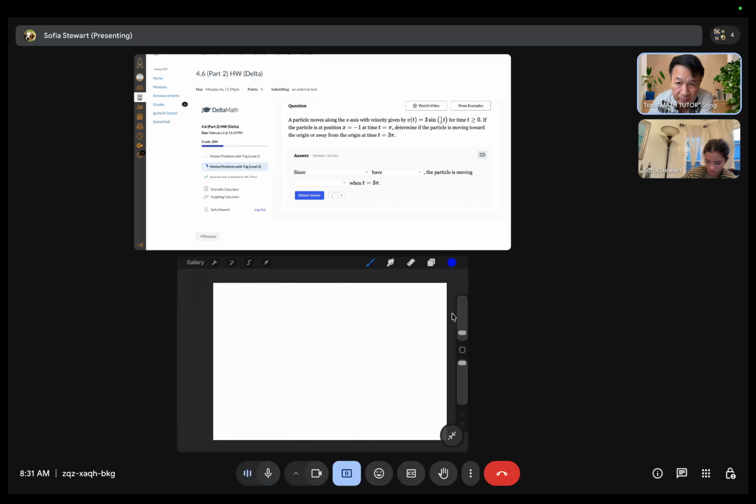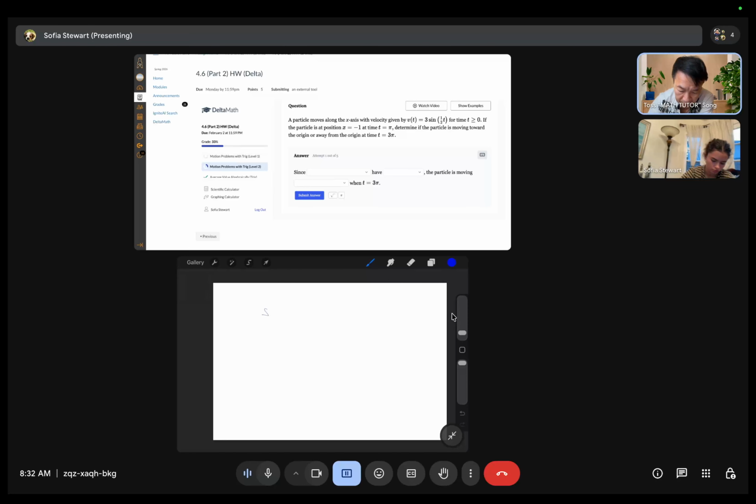Okay, same thing here. The particle is moving on the x-axis with the velocity given. That's the condition: if the particle is at position x equals -1 at t equals pi, determine if the particle is moving toward the origin or away from the origin. So yeah, we have to figure that part out. So here we go again.